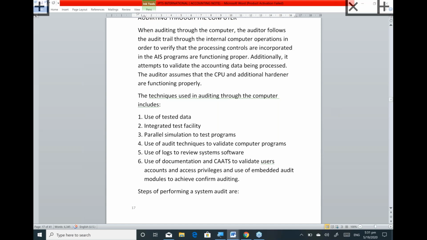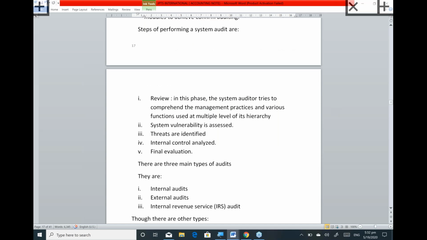Then there are 3 main types of audits that we have. They are internal audits, external audits, then we have the internal revenue service, that is IRS, by the federal or state government or your local government. That's to know how much tax they need to pay. When you send them your financial statement for the year, they come and audit or check all your papers.